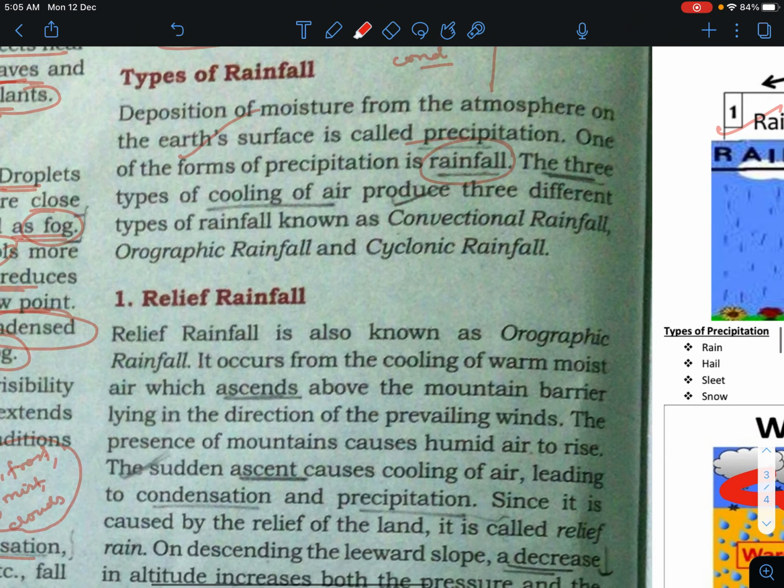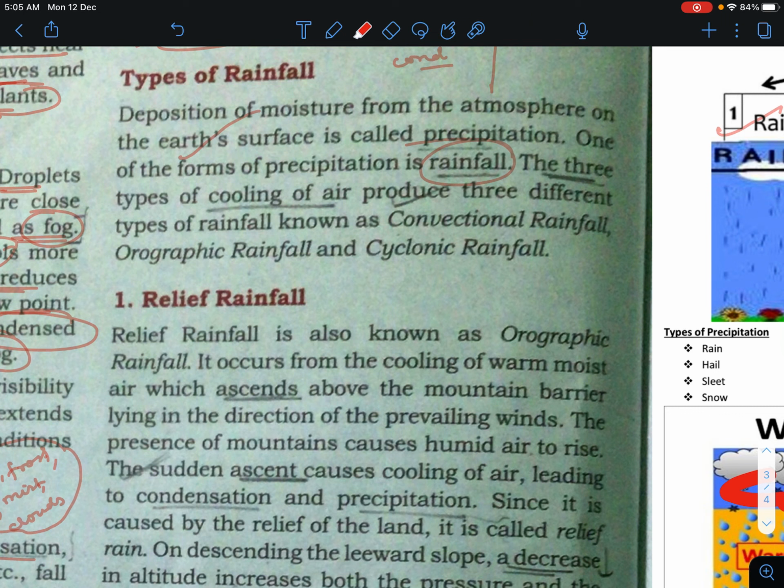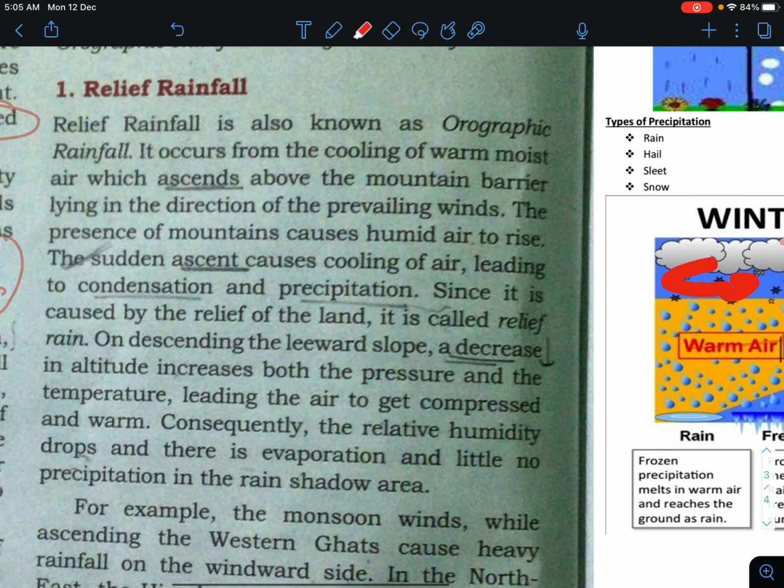Now we will study the three types of cooling of air. These three types of cooling of air produce three different types of rainfall. The first one is convectional rainfall, the second one is orographic rainfall, and the third one is cyclonic rainfall. Okay, so one by one we are going through this topic.